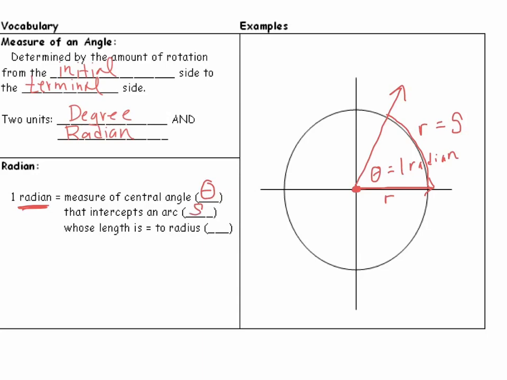So just to review, 1 radian is equal to the measure of a central angle theta that intercepts an arc s, and that arc length is the same as the radius, which was r. So that was 1 radian there. 2 radians actually kicks into quadrant 2. 57 more degrees. You might remember 3 radians from the activity yesterday was right there.